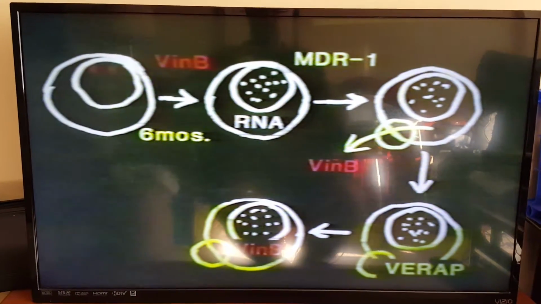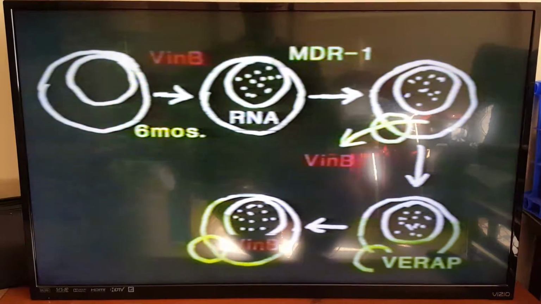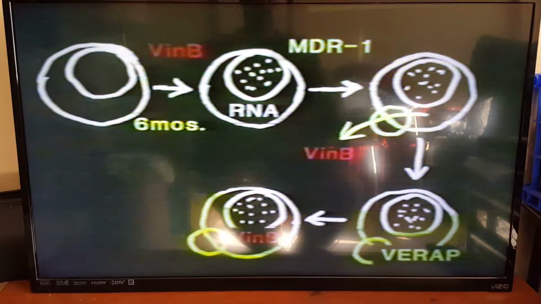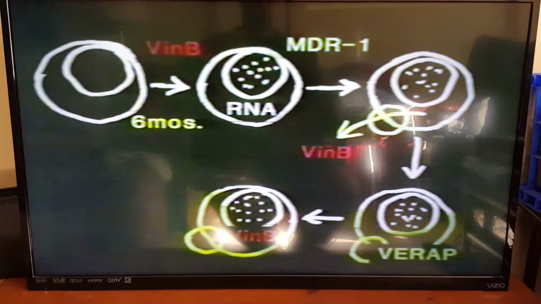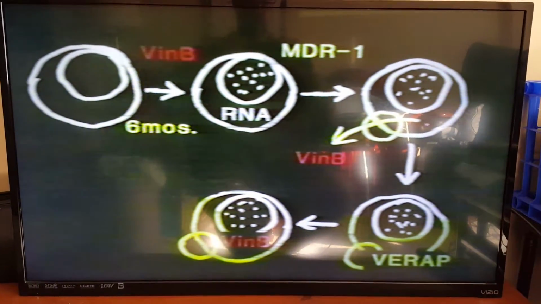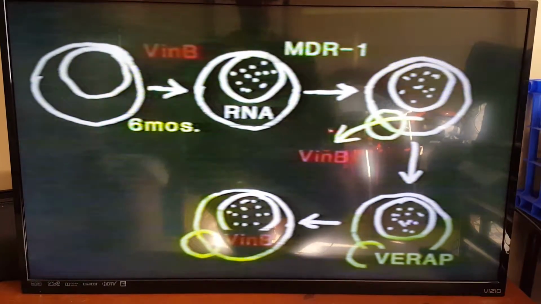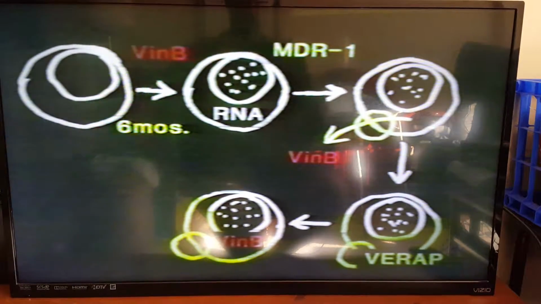then produces the corresponding RNA, which then produces what's known as the P-glycoprotein, or the MDR pump. Now this pump is a glycoprotein that localizes in the cell membrane, and it has the capability of pumping the drug back out of the cell against the concentration gradient using the energy from ATP.